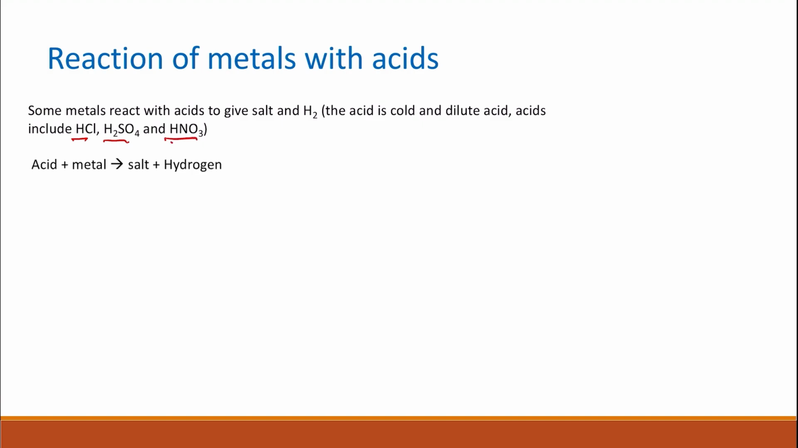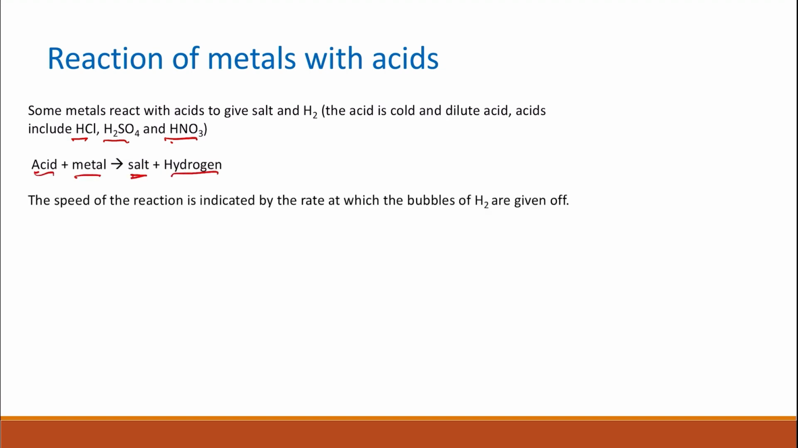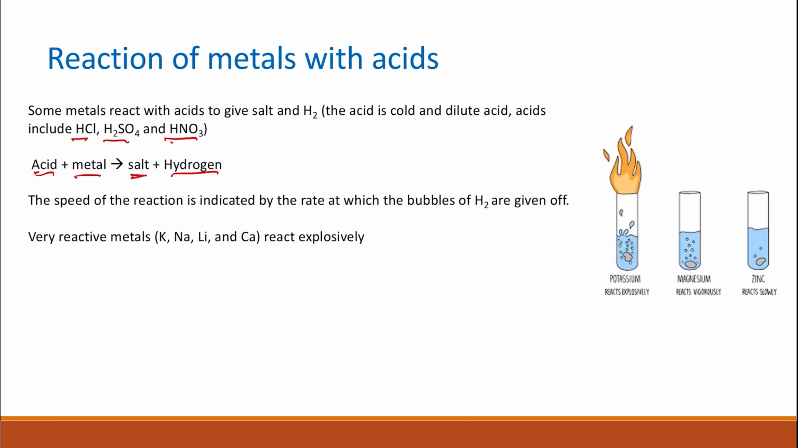So the word equation for the reaction is acid plus metal will give you salt and hydrogen. The speed of the reaction can be indicated by the rate at which the bubbles of hydrogen are given off. So very reactive metals, like the ones at the top of the reactivity series, including potassium, sodium, lithium, and calcium, will react explosively. We can see in this figure to the right that potassium will react vigorously with the dilute acids, and it will give a lot of bubbles. These are the hydrogen, and also the reaction is explosive.